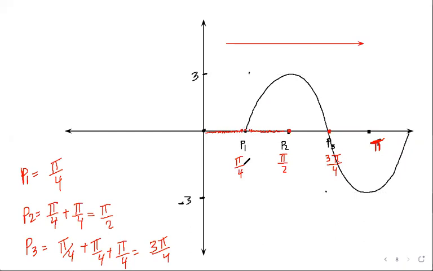So this point is pi over 4. This point is pi over 2. This point is 3 pi over 4. This point is pi. And this point here is pi plus pi over 4. So pi plus pi over 4 is equal to 5 pi over 4. So this point here is 5 pi over 4.